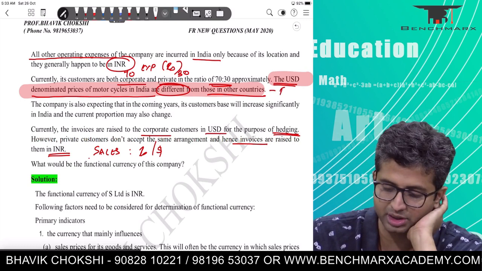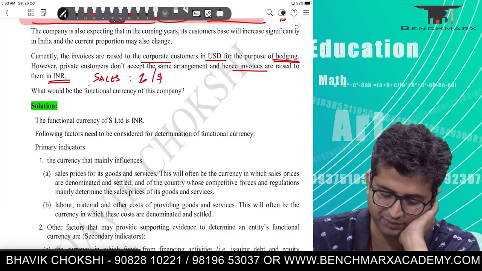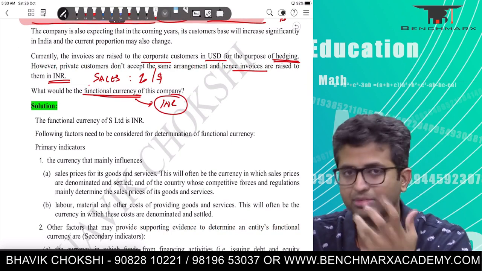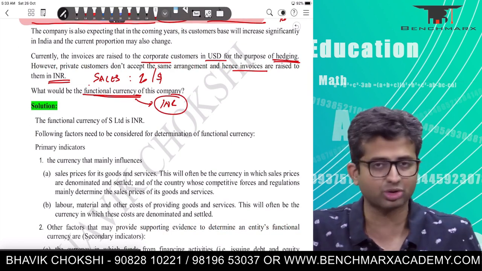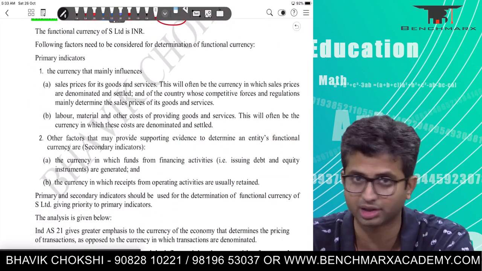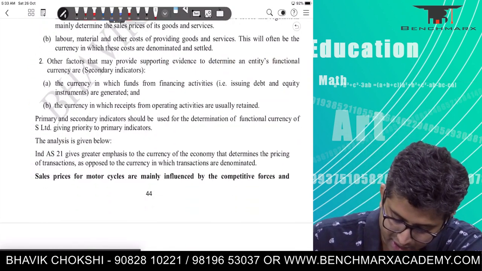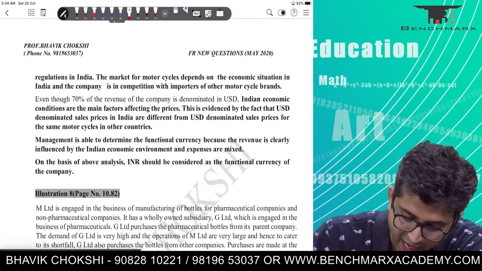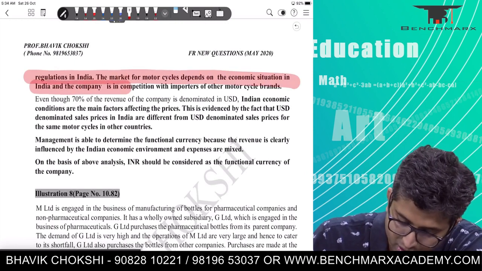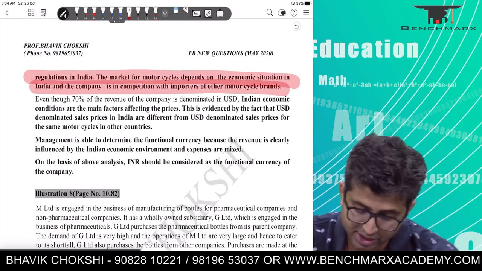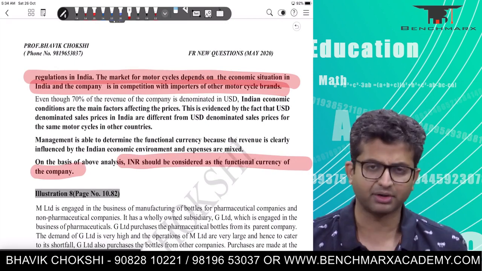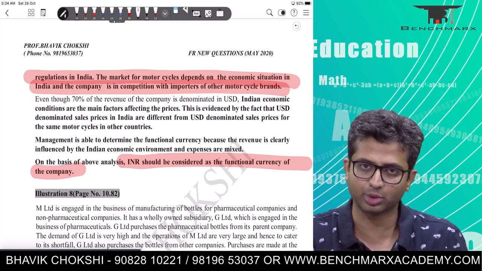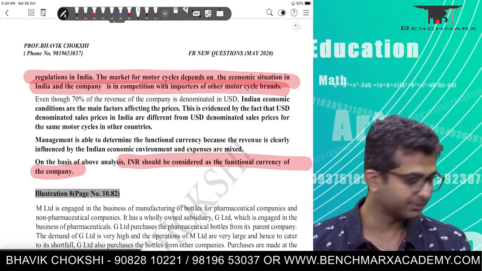But the competitive environment is clearly the Indian environment, and hence the functional currency of this company should ideally be the INR, because the primary economic environment seems to be the Indian environment, because you're having a different price in India. It's a very important indicator. And hence, we have highlighted over here that the sales prices of motorcycles are mainly influenced by competitive forces and regulations in India. The market is in competition with international brands, and hence INR should be considered as a functional currency. So that is also a case-based question. You should just go through it and move ahead. Just in case a similar question comes up, you should be well prepared to answer.